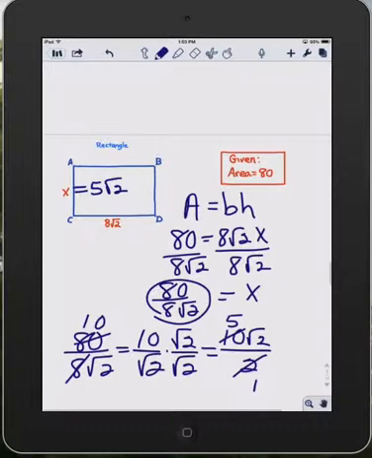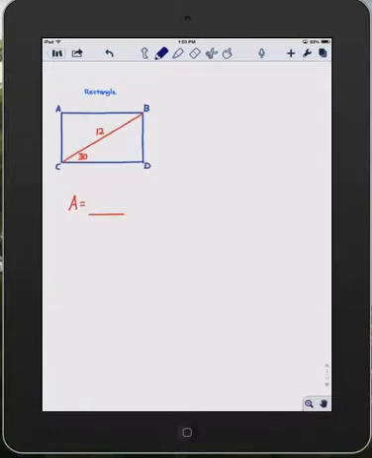Next problem. Now we know one segment in the diagram, and we want to find the area. But that segment is also the hypotenuse of the 30-60-90 triangle. BCD, for example, is a 30-60-90 triangle. So if we look at that triangle, if the hypotenuse is equal to 12, then the shorter leg, which is opposite the 30-degree angle, has to be half of that, which is 6.